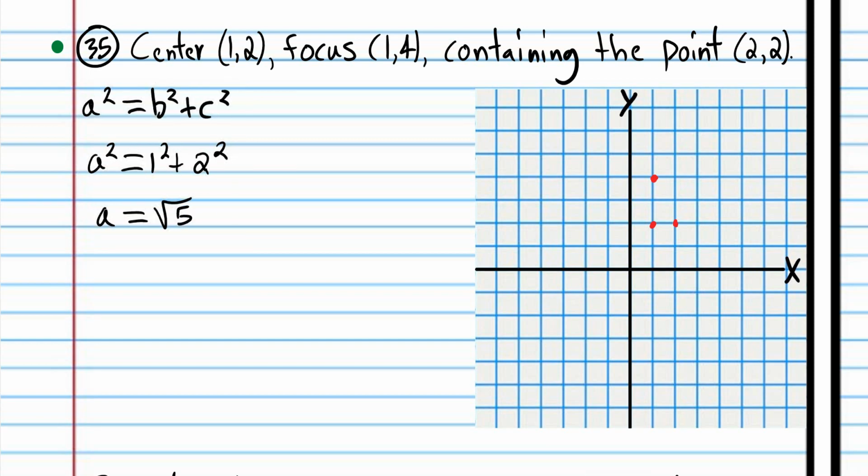So don't be afraid to use your calculator. The square root of 5 is 2.23. So we're going to count up 2.23 and down 2.23, and we can see what the ellipse looks like.